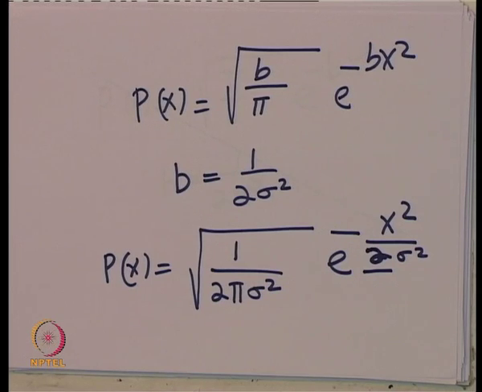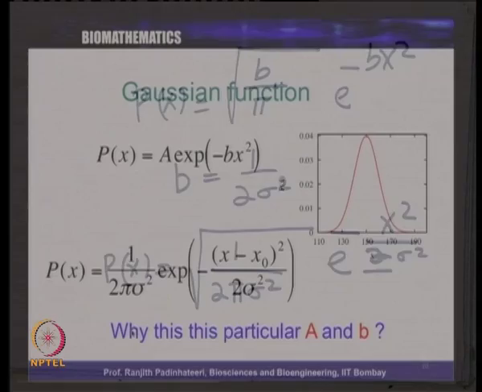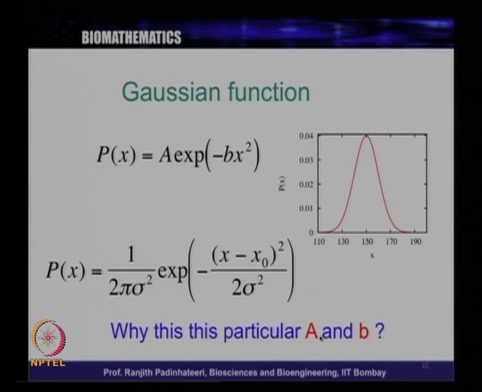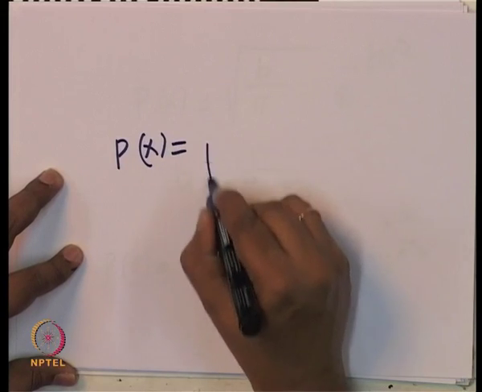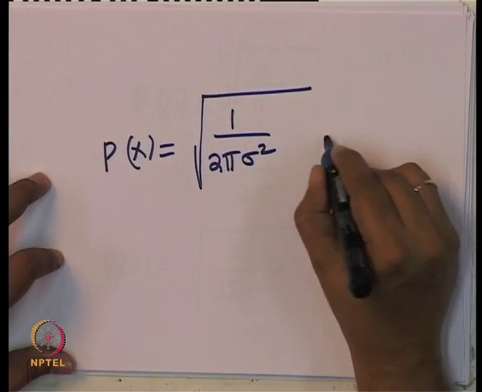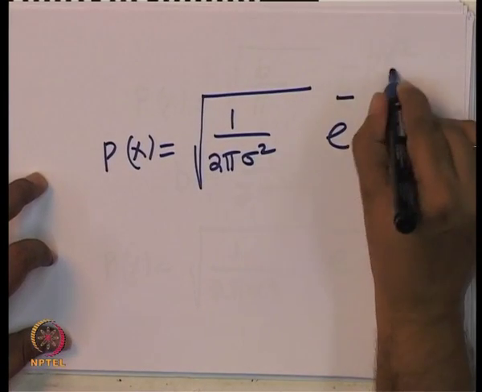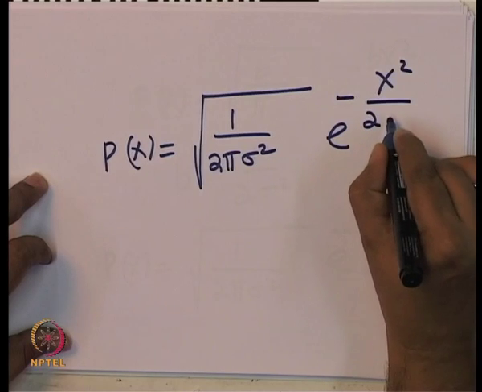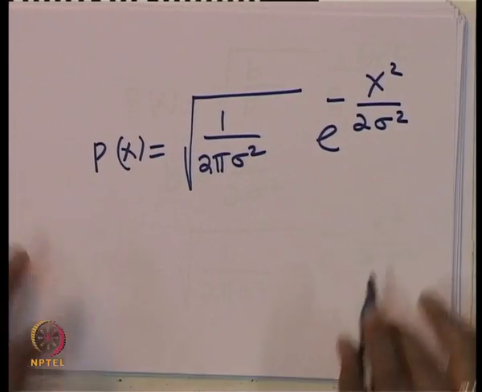So, this is what is precisely written here. When we asked why this particular a and b, we found that there is a square root here, which is forgotten on the slide. So, the correct form is P of x is root of 1 by 2 pi sigma square into e power minus x square by 2 sigma square.